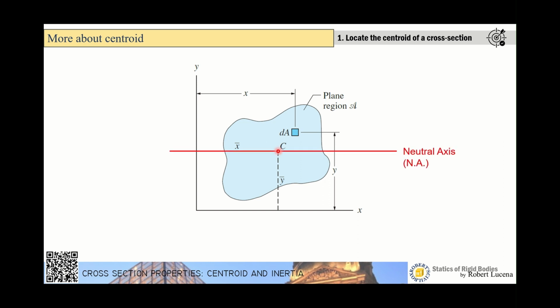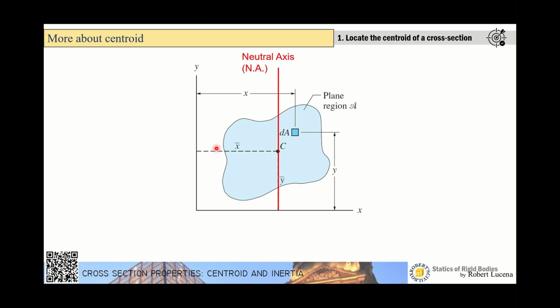Now, let me introduce you to the term neutral axis. So this is the neutral axis. It is a horizontal line that passes through the centroid. The neutral axis actually divides the cross section in which the area above the neutral axis is equal to the area below the neutral axis.